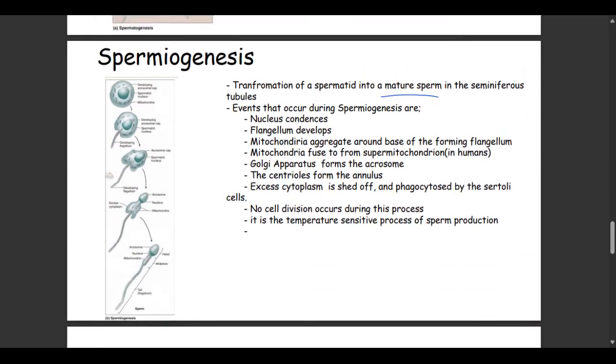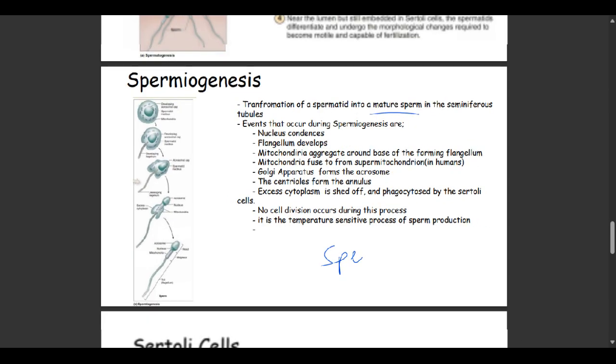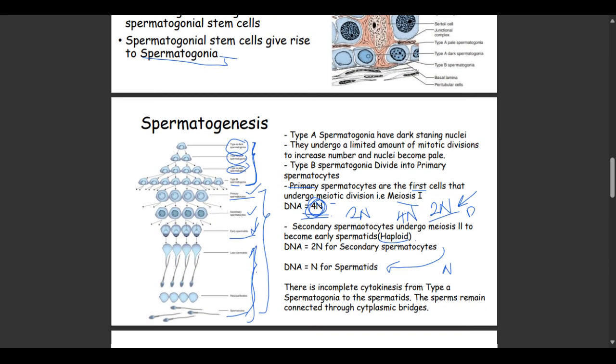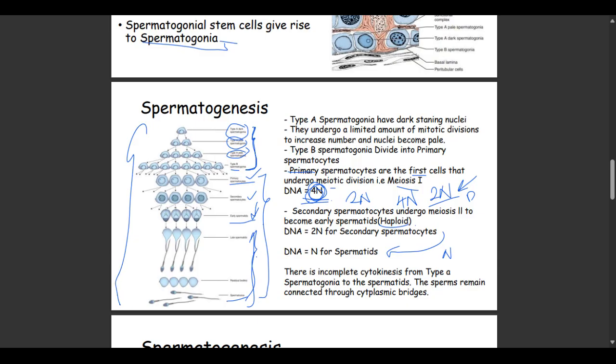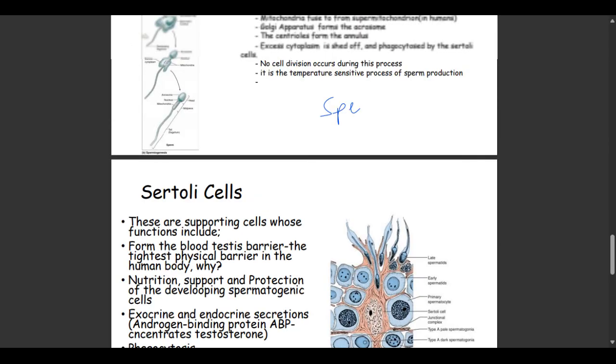spermiogenesis. So we have spermatogenesis. Don't get this confused. Spermatogenesis consists of all the processes, including spermiogenesis itself. So let me just go back to this picture here. The whole process is called spermatogenesis, from spermatogonia to spermatozoa. But just here, from late spermatids all the way to a spermatozoa, that's spermiogenesis. That's the difference between the two.